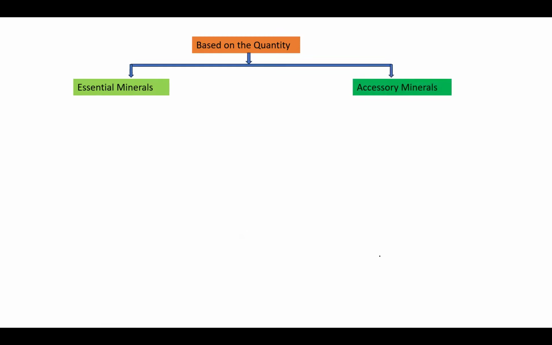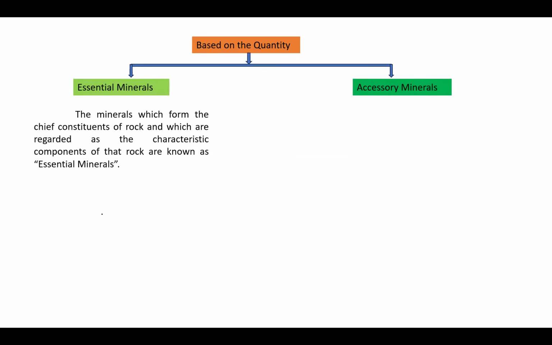Again, there is another classification based on the quantity of how the minerals are classified. These are essential minerals and accessory minerals. So based on the quantity, there are two types of classification: one is essential minerals and another is accessory minerals. What are essential minerals? These are the chief constituents of the rock, which are regarded as the characteristic component of the rocks, known as essential minerals.